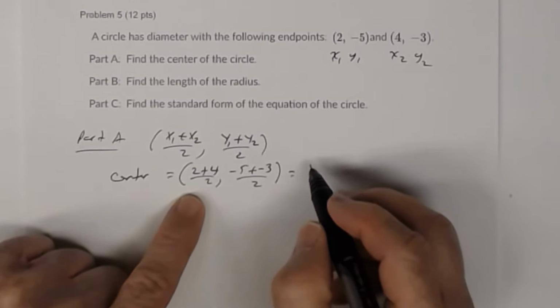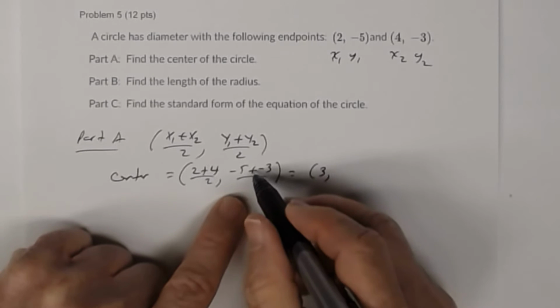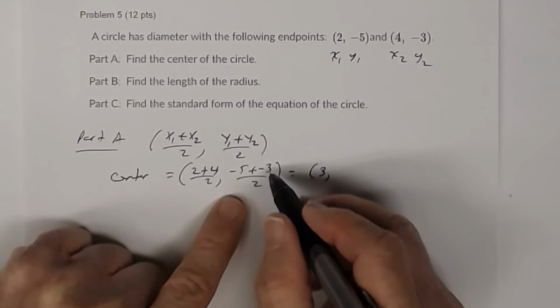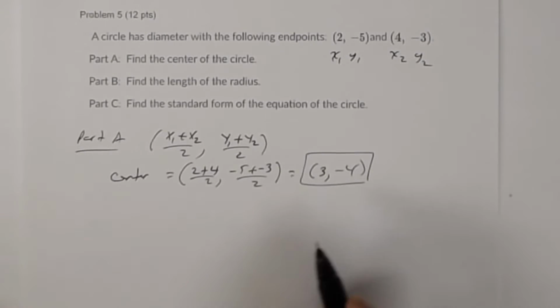Simplifying this, 2 plus 4 is 6. 6 divided by 2 is 3, right? A negative 5 plus a negative 3 is a negative 8. Negative 8 divided by 2 is a negative 4. So there's your center of the circle, (3, negative 4).